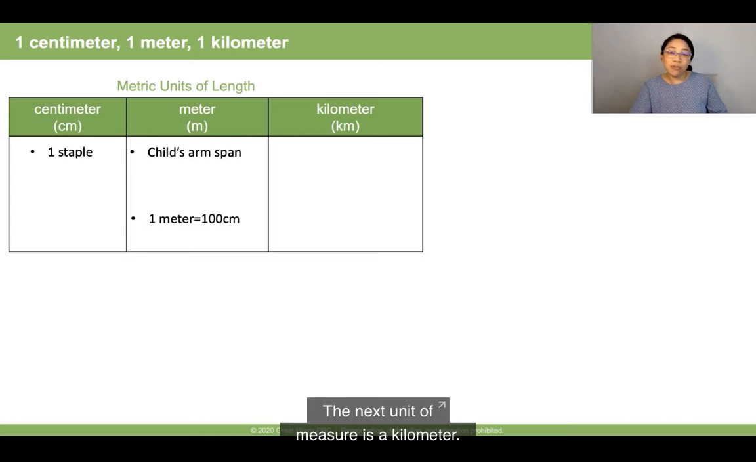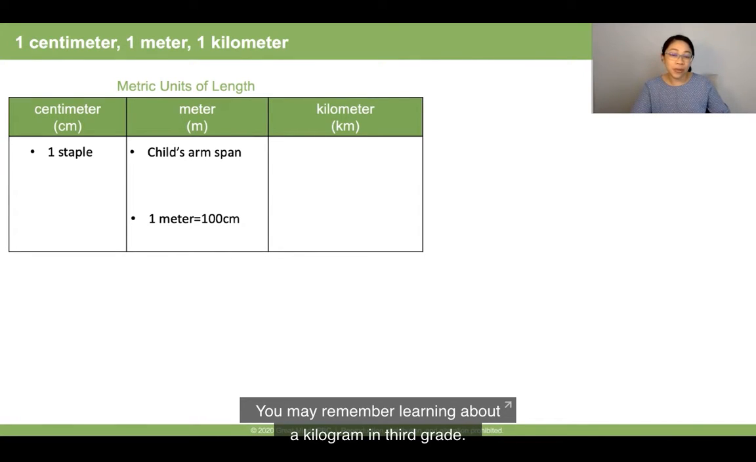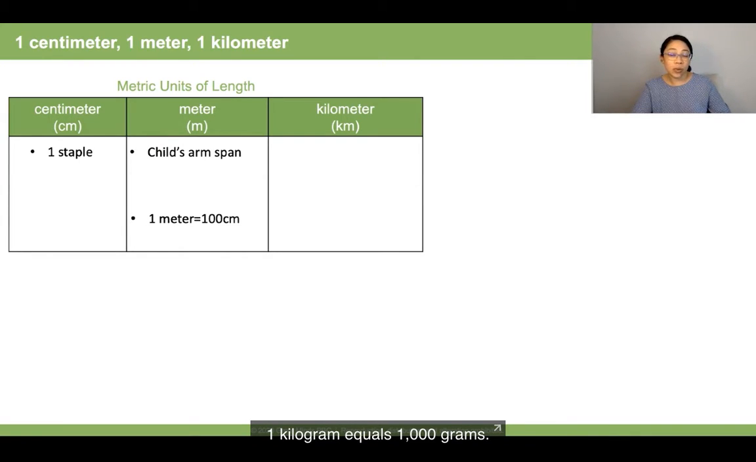The next unit of measure is a kilometer. Have you heard of the prefix kilo before? You may remember learning about a kilogram in 3rd grade. 1 kilogram equals 1,000 grams. So 1 kilometer equals how many meters? 1 kilometer equals 1,000 meters.